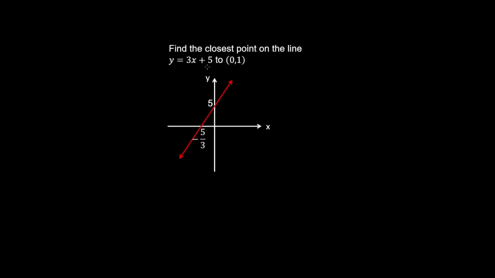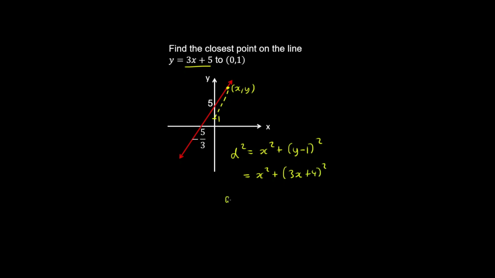Let's find the closest point on this line to the point (0, 1). If we choose an arbitrary point on the line, (x, y), the squared distance from this point to this point over here, we can obtain using Pythagoras. So d squared is equal to x squared plus (y minus 1) squared. Now we can substitute for y, so we can write this as x squared plus (3x plus 5 minus 1) squared, so that would be (3x plus 4) squared.